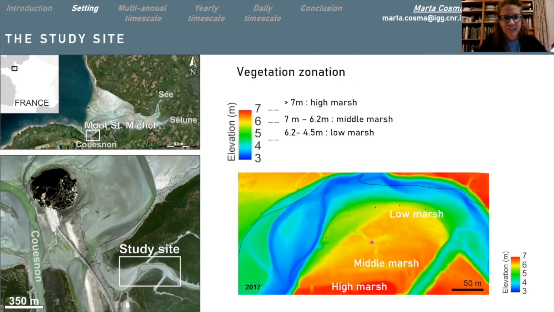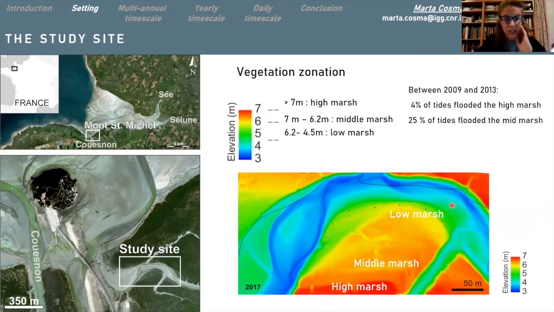In this area, there is a clear vegetation zonation, which is typical of the Mont-Saint-Michel area, with high marshes located over 7 meters above sea level, middle marshes that occur between 7 meters and 6.2 meters above sea level, and low marshes which occur between 6.2 and 4.5 meters above sea level. And you can see here that the low marshes arrive at the apex zone here in the point bar.